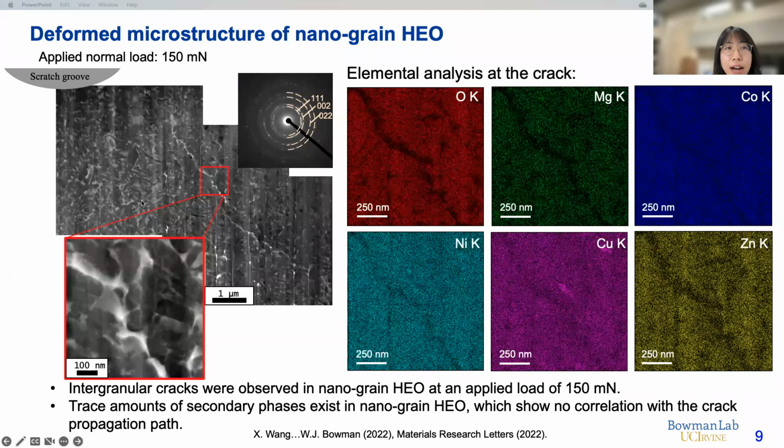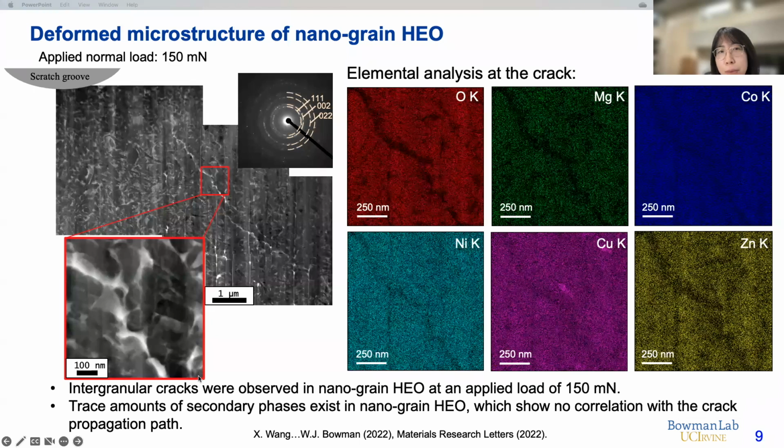At a higher load of about 150 micronewton, we started to see the formation of microcracks in this nano-grain sample, near the scratch groove. Here is a higher magnification image of this crack. You will see they were mostly intergranular. They propagate along the grain boundaries of the nano-grain sample.